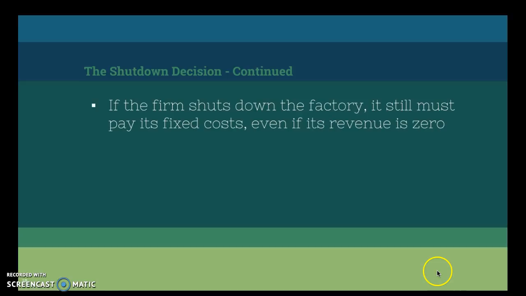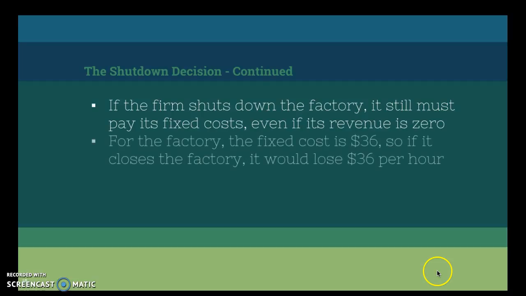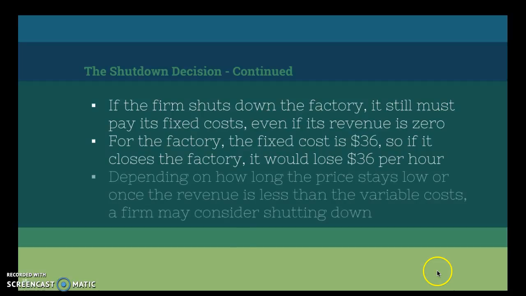Okay, so continuing on this shutdown decision though. If the firm shuts down the factory, it's not operating, it's not making any beanbags, it still must pay its fixed cost, even if its revenue is 0, which is why that previous scenario is still better than shutting down the factory. So if for the factory the fixed cost is $36, if it closes the factory, it would lose $36 per hour. So at least with that previous scenario, it's making a little bit.